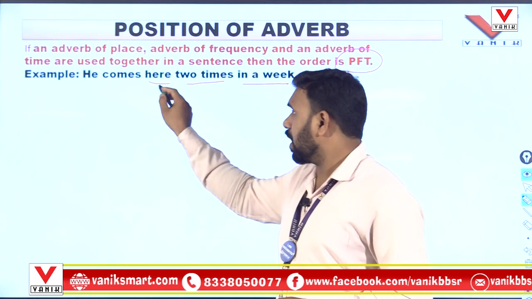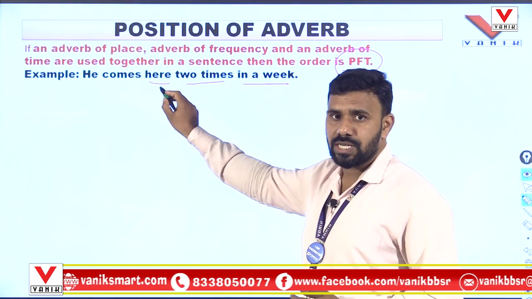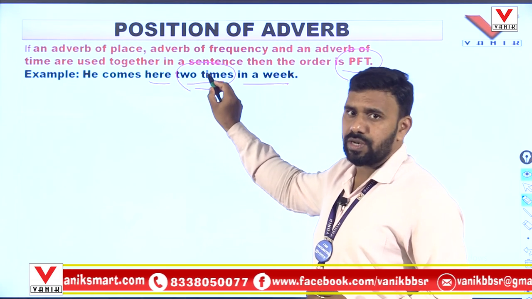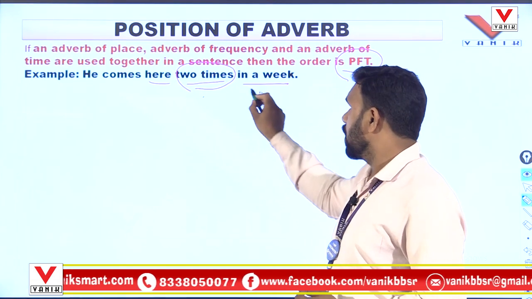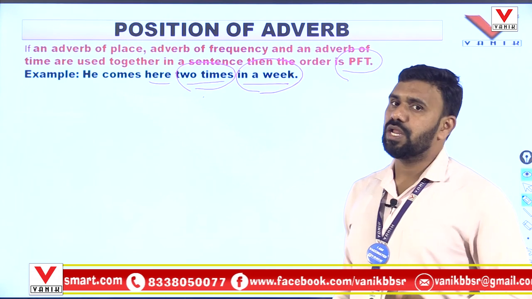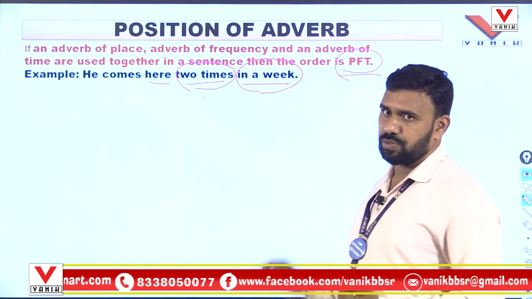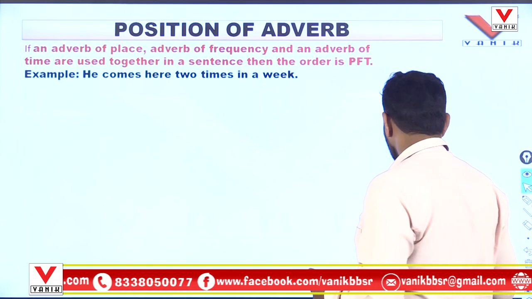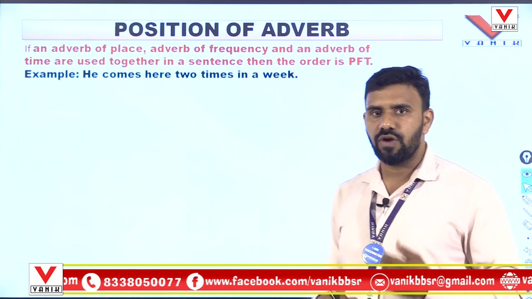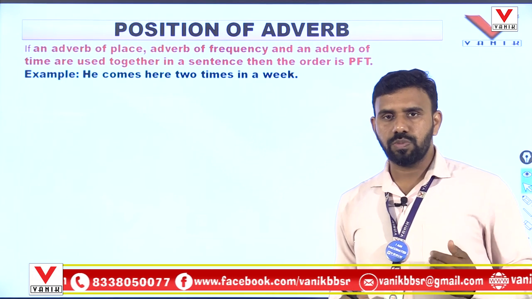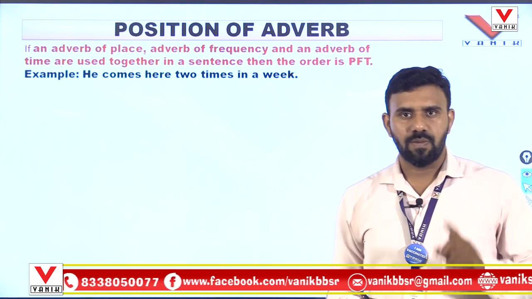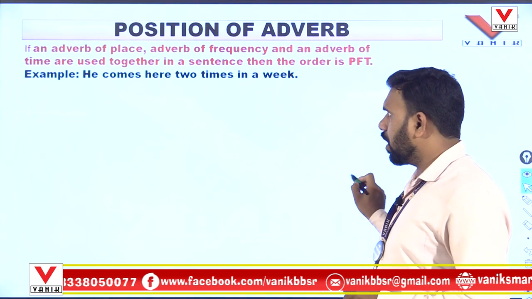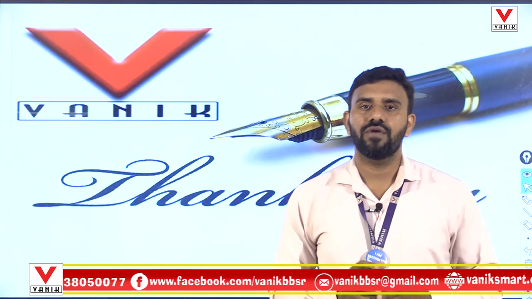That means, he comes here. He comes where? Place, that is here. How many times? How often? Two times, that is frequency. When? Timing. So the order should be PFT. Clear? That means if we are finding more than one adverb in a sentence after the object, we must use it in MPT, PMT and PFT. Hope everybody understands the position of an adverb.